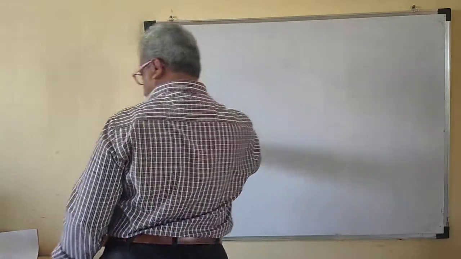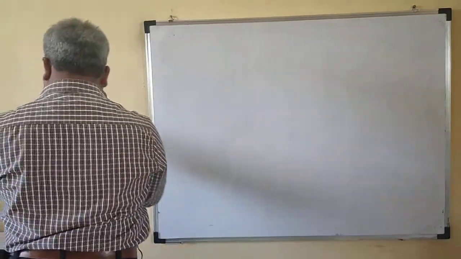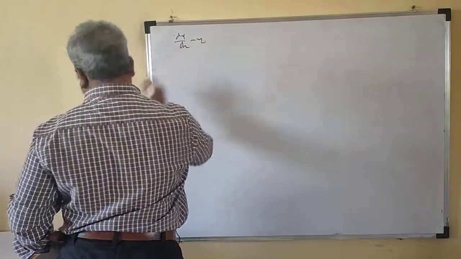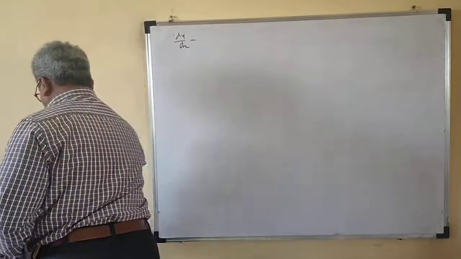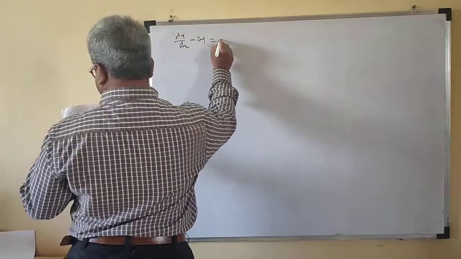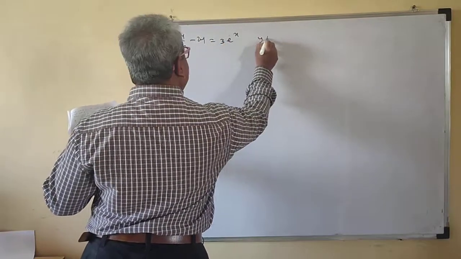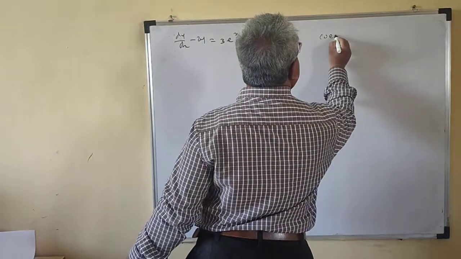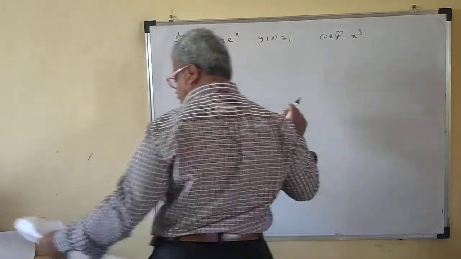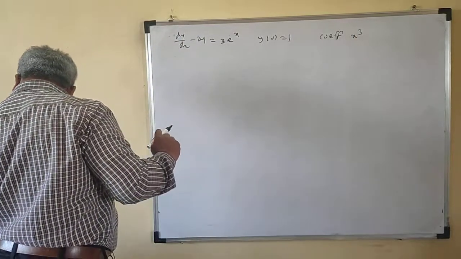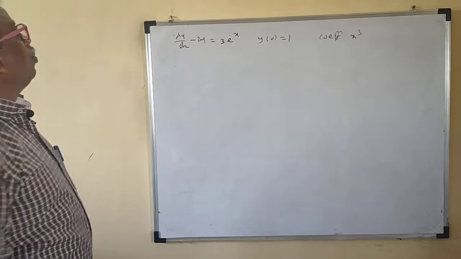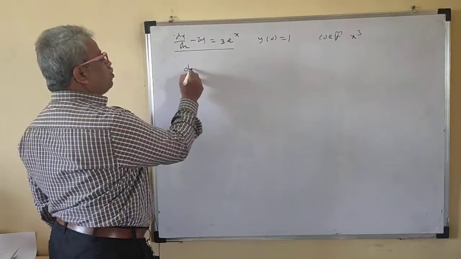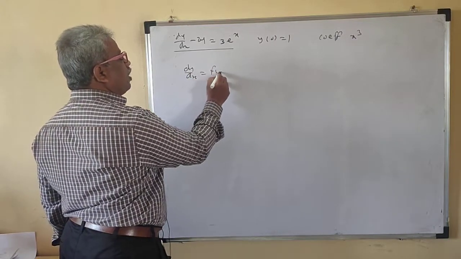Okay, so now we will take one more problem. Suppose we have dy by dx minus twice y is equal to 3 e raised to x, and y of 0 is equal to 1. Suppose they want the coefficient of x cube. Then what to do now? Now, the solution: this differential equation is not in the standard form. You have to express this equation as dy by dx is equal to f of x, y.